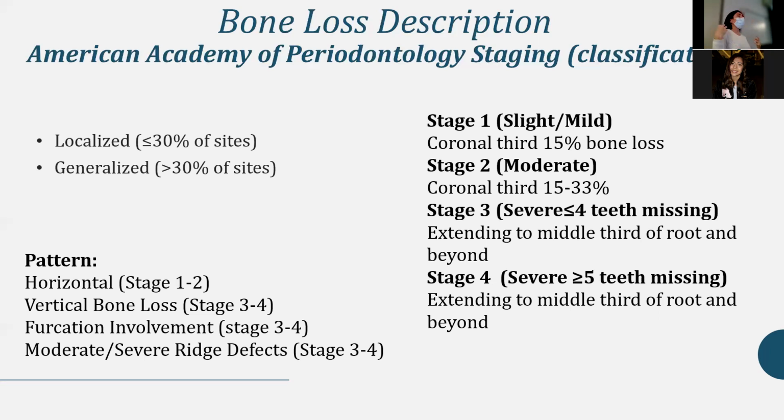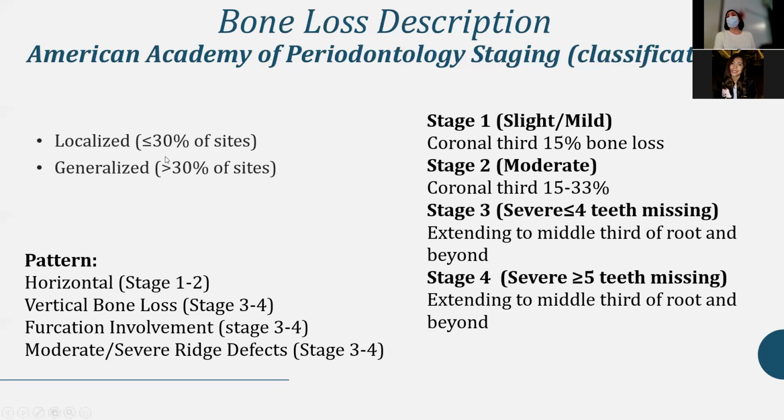So you can just count up the teeth in their mouth. Say they have 32 minus 4, so they have 28 teeth in their mouth. Less than 30% of those teeth is considered localized. More than 30% of 28 teeth is generalized. So it's a fairly easy thing to say localized, generalized. Same with plaque buildup and stuff like that.